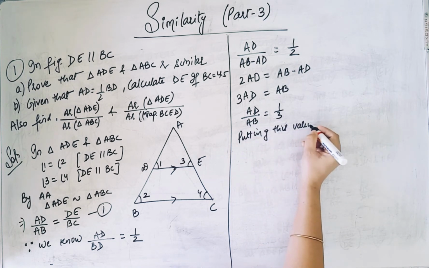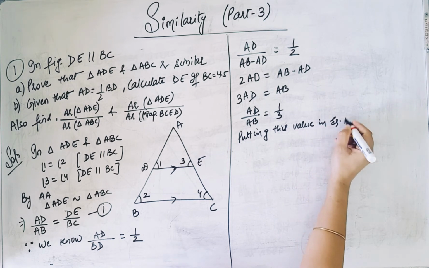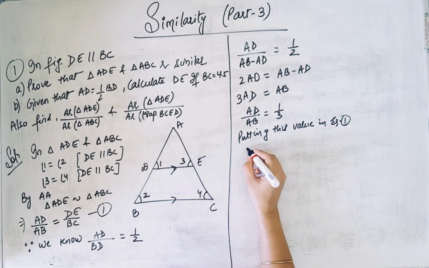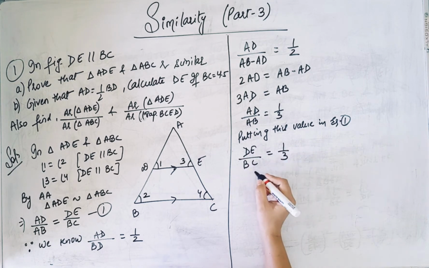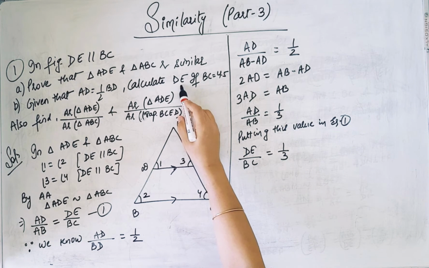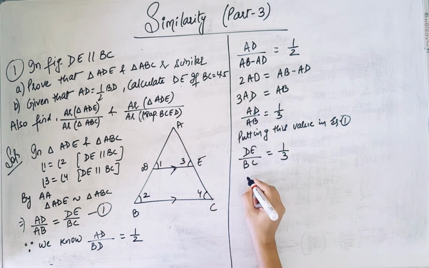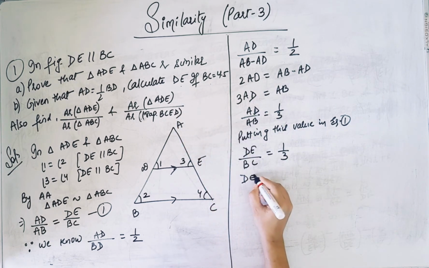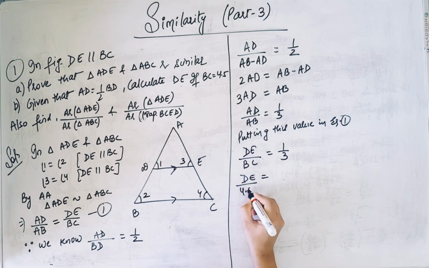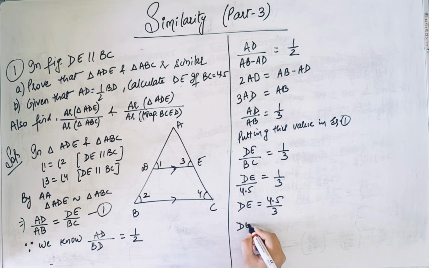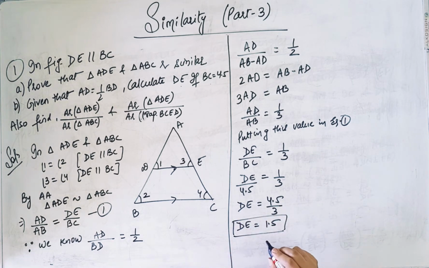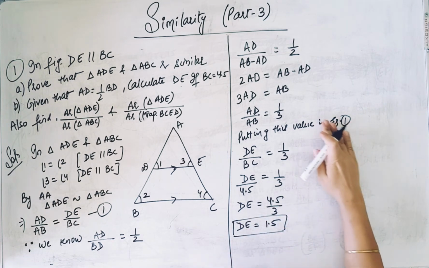So putting this value in equation 1, we'll get DE by BC is equal to 1/3. Now in the question we have to calculate DE if BC is 4.5. So DE upon 4.5 equals 1/3. Thus DE is equal to 4.5/3. So DE will be 1.5. So this is how we have got the value of DE.